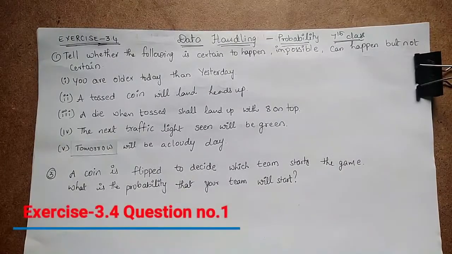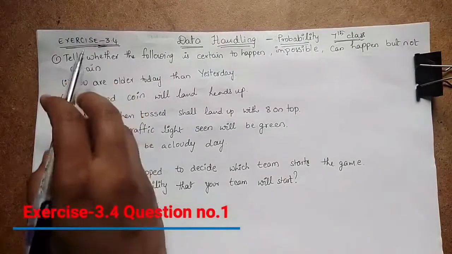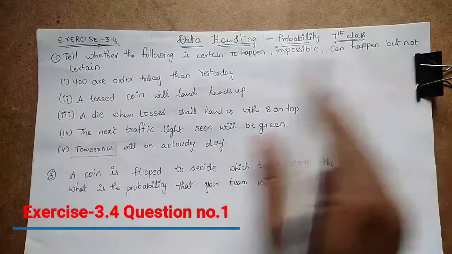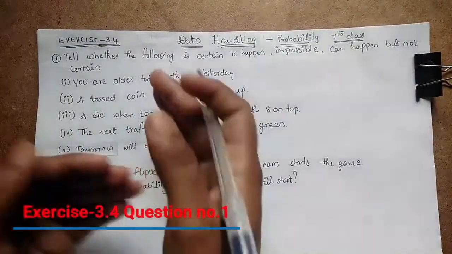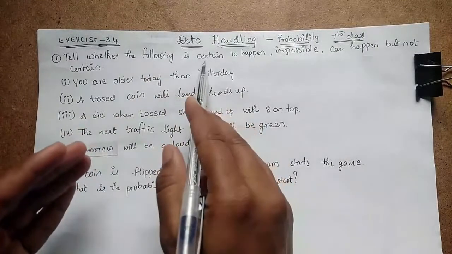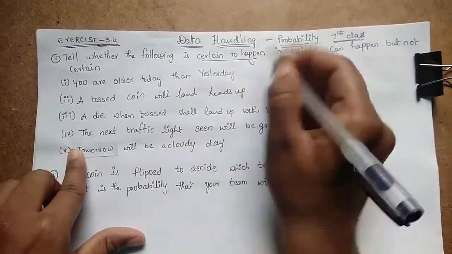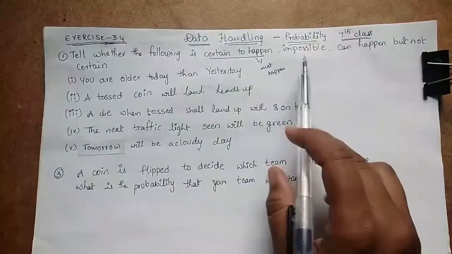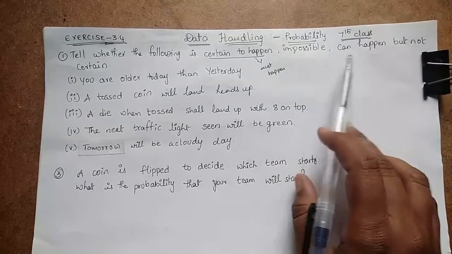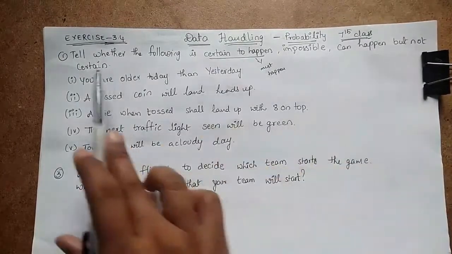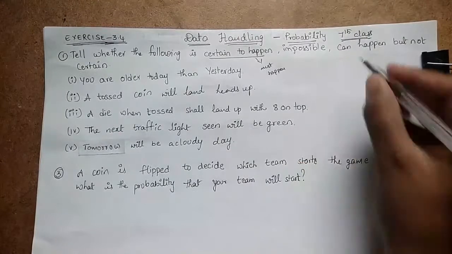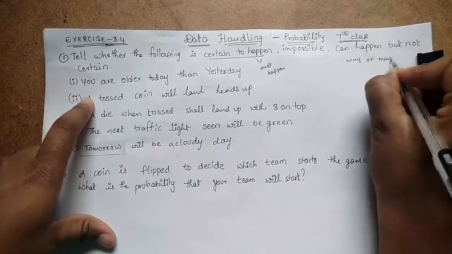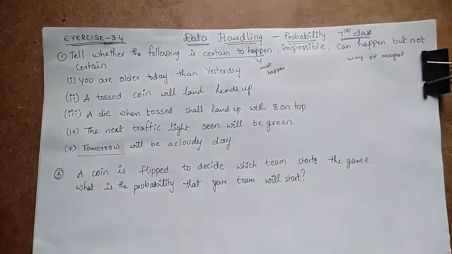Now this was the exercise problem. Here exercise 3.4, tell whether the following is certain to happen, impossible, can happen but not certain. Here there are a few situations given. We have to tell certain to happen. It means must happening. Impossible, it is no chance to happen. Here can happen but not certain. Here may happen or may not. These were the 3 situations.